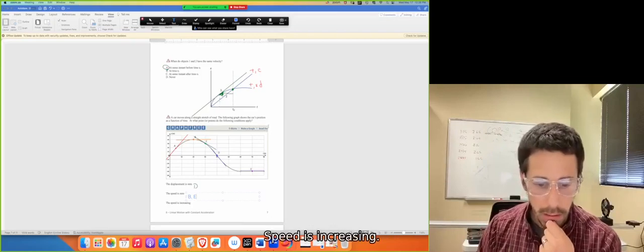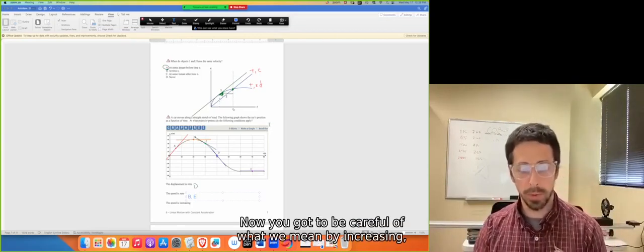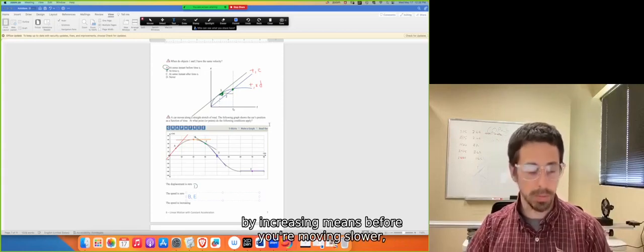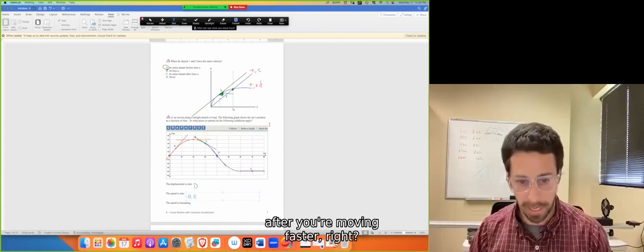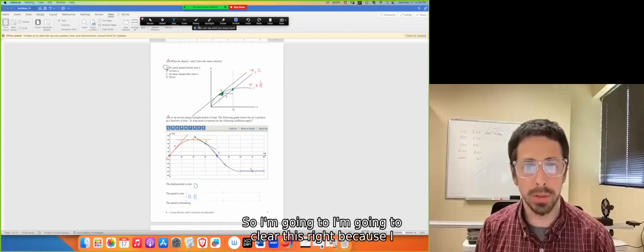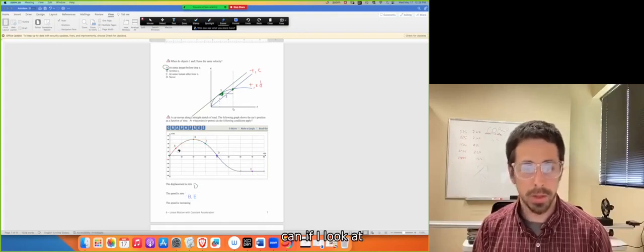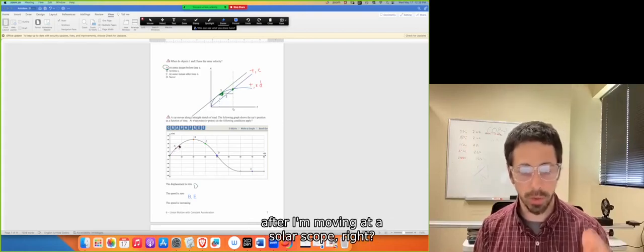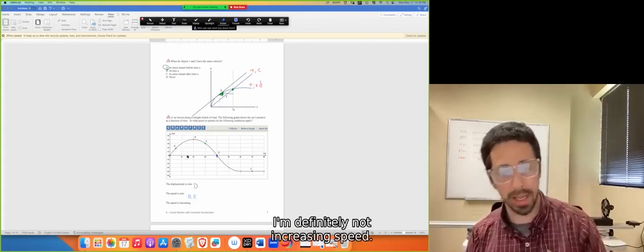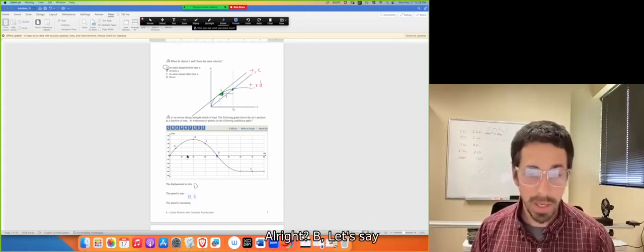All right. Speed is increasing. Now you have to be careful about what we mean by increasing. By increasing, it means before you're moving slower, after you're moving faster. So I'm going to clear these. If I look at A, before I'm moving with a bigger slope, after I'm moving with a smaller slope. I'm slowing down. At A, I'm definitely not increasing speed.